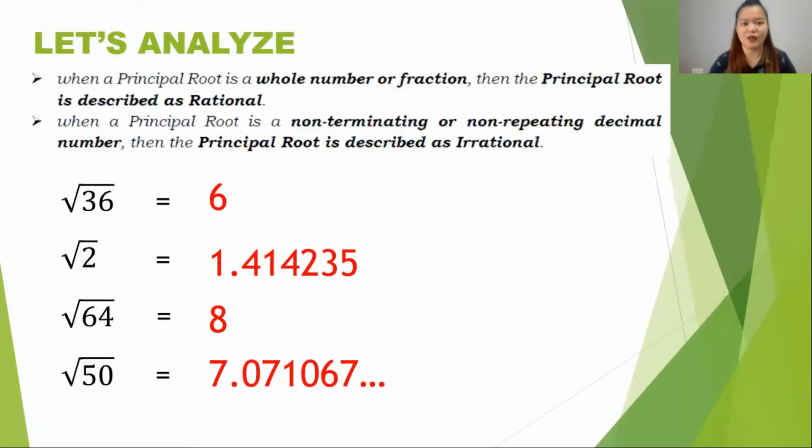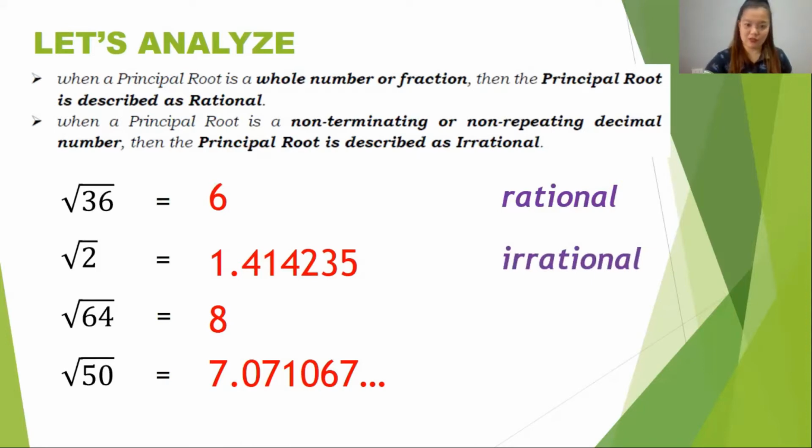Now let's analyze. When a principal root is a whole number or fraction, then the principal root is described as rational. Or if it is not, then it is irrational. So let's have the square root of 36. So 6 yung sagot. Therefore, that principal root is rational or irrational? Okay, rational. In square root of 2, that's 1.414235. That is irrational number.